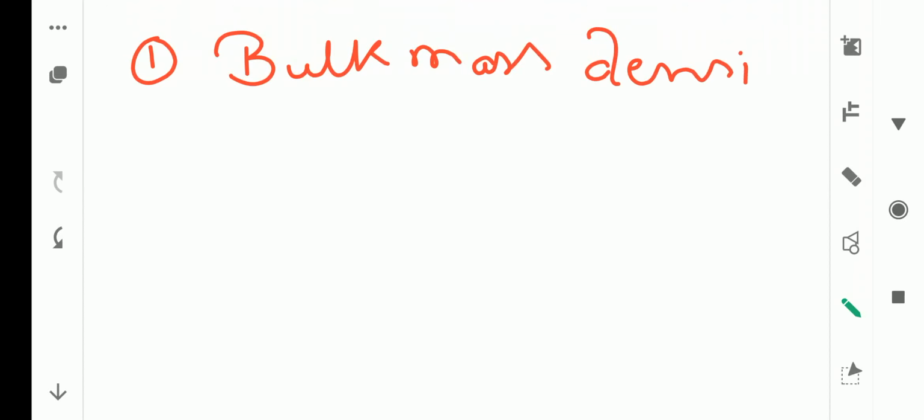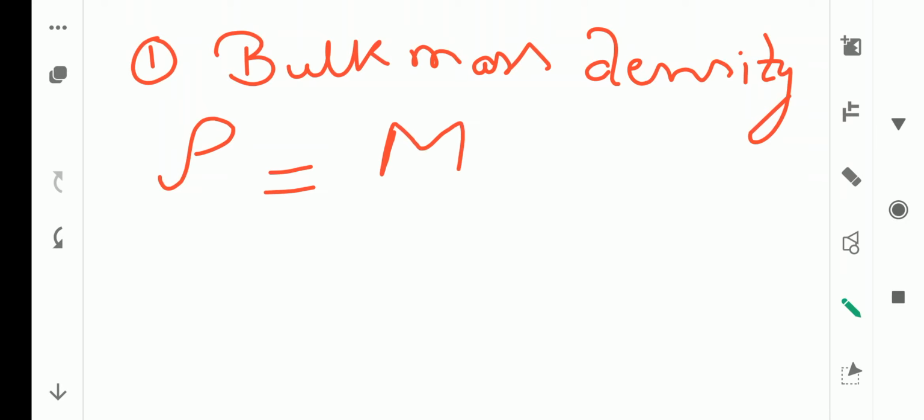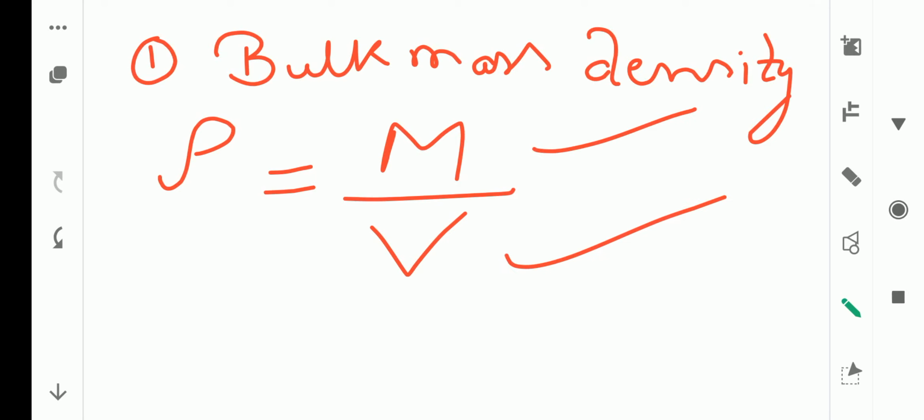First one is bulk mass density. Bulk mass density is denoted by rho, and it is defined as total mass of the soil per unit volume. In other words, mass per unit volume. This is how we define bulk mass density, total mass by total volume, right?